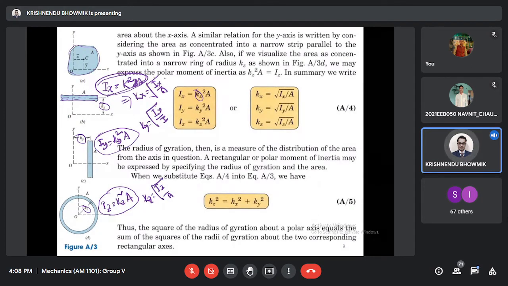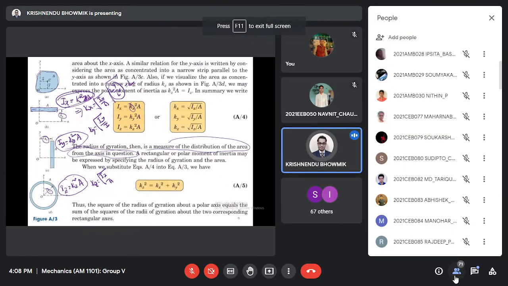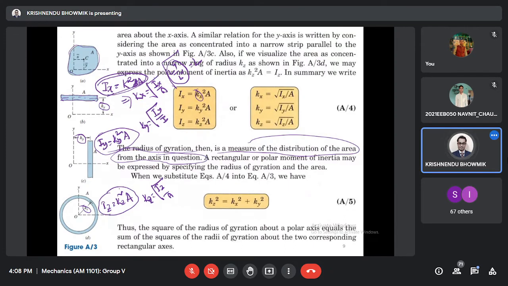See, Ix is length to the power 4, A is length square. So as a whole, the square root will be length. Yes, that means radius of gyration is a measurement of some length. So what does it represent? The radius of gyration is a measure of the distribution of the area from the axis given in the question. It may be rectangular moment of inertia, it may be polar moment of inertia, we have already told.